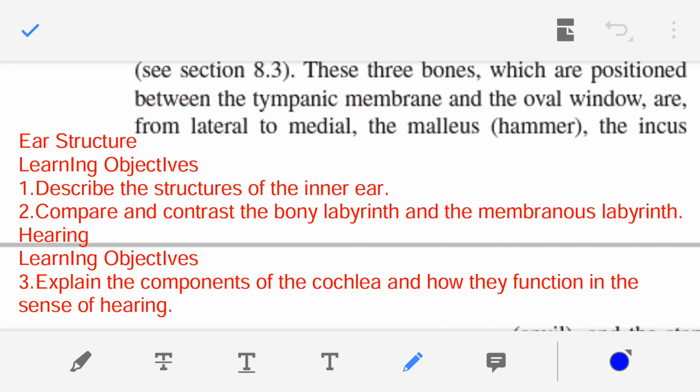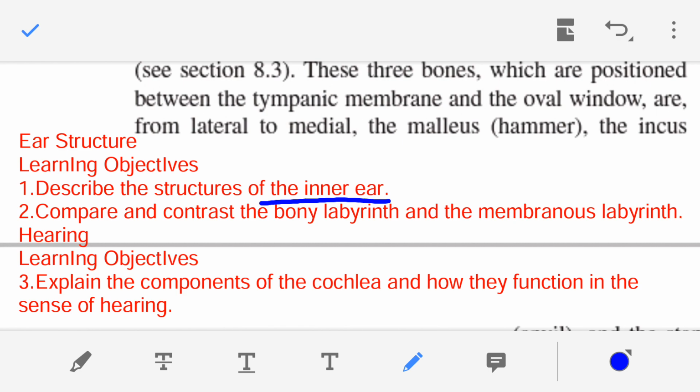I welcome you to the presentation lecture on ear structure, internal ear or the inner ear. So today in this lecture we are discussing the internal ear, also known as the inner ear. Learning objectives for this lecture: we are going to describe the structures of the inner ear.